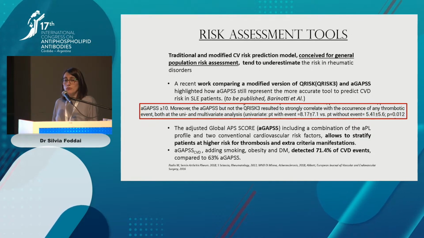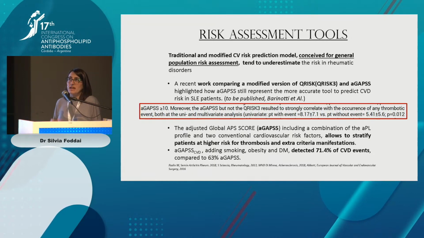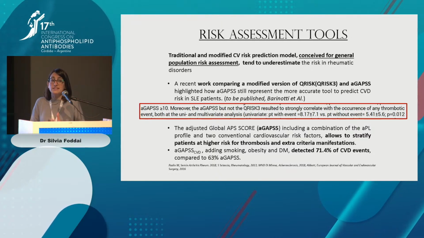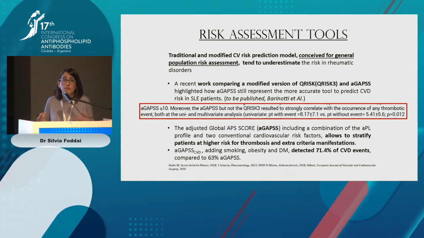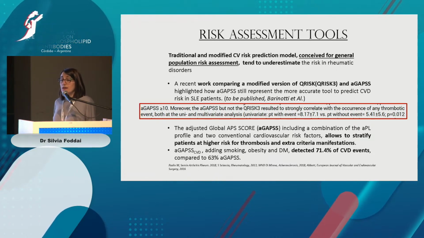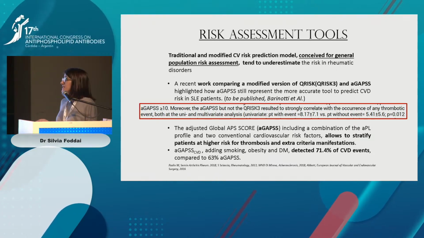But what we found with a recent work was that, even though GAPS was not prepared and was not thought to consider the whole cardiovascular risk in APS, it still represents the best tool that we can have and use in a handy way to understand whether or not our patients are at a higher risk for developing thrombosis and recurrences.